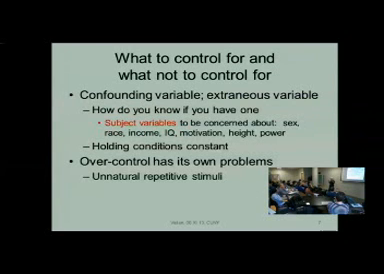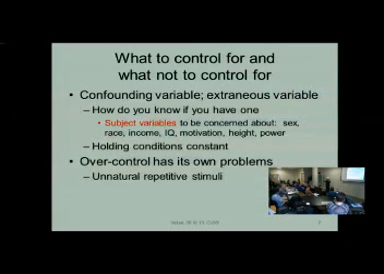Power differences are often correlated with sex differences. So you can be unsure whether an effect where males and females respond differently is because of something about males and females independent of the power differences between them, or is it just the power differences? To the extent that you can, you hold conditions constant. You want to control for everything. On the other hand, over-control has its own problems.